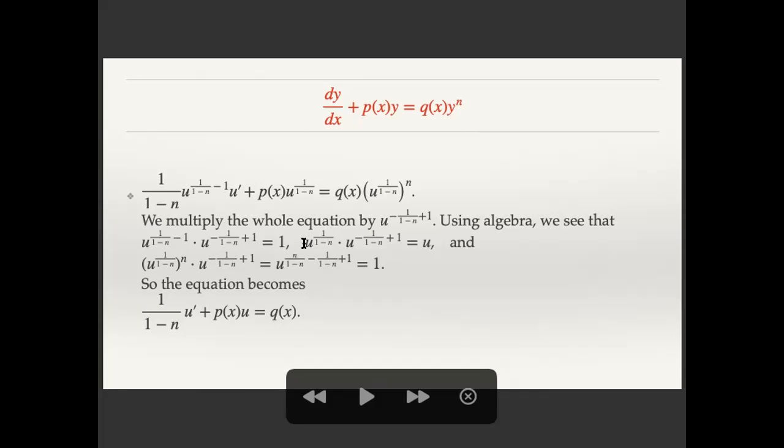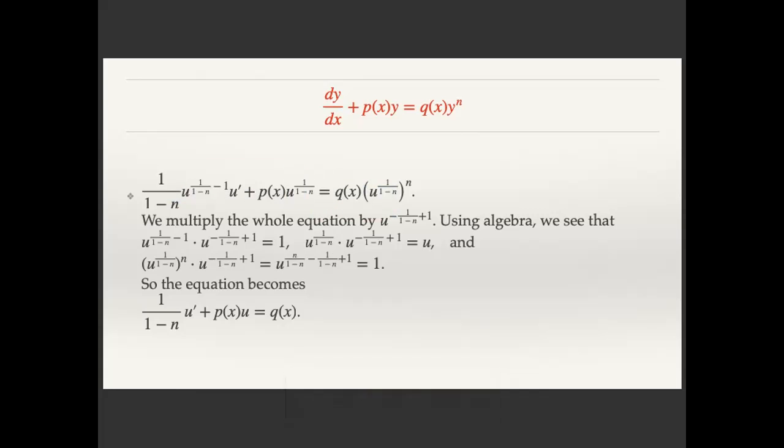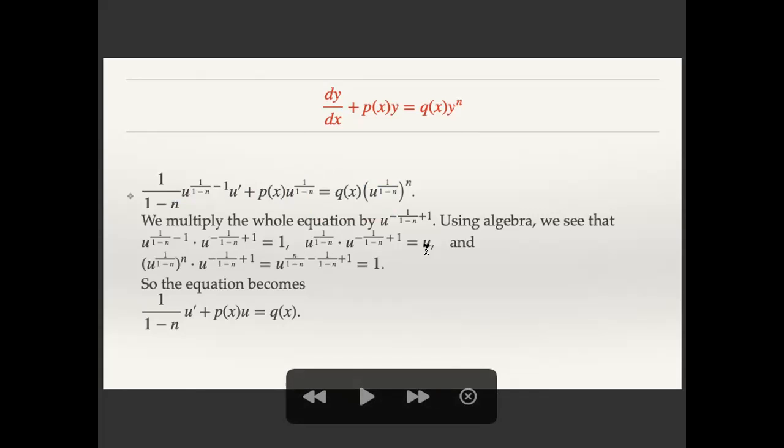And u to the power 1 over 1 minus n times u to the power minus 1 over 1 minus n plus 1. So this is the middle power, the second power here. So they don't completely cancel, but they give us something equally desirable. Namely, they give us just u by itself. So u to the power 1 over 1 minus n cancels u to the power minus 1 over 1 minus n, and we're just left with u to the power 1, which is u.